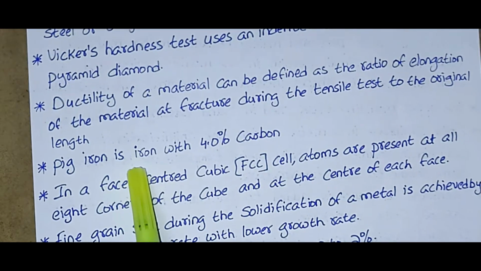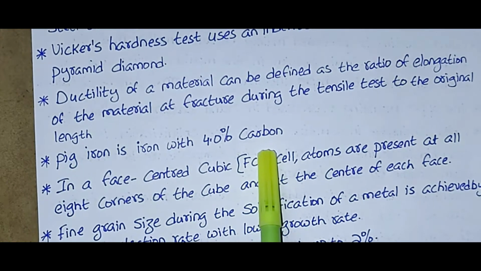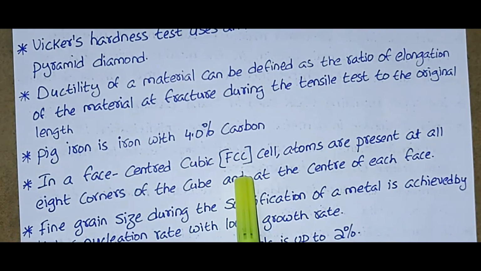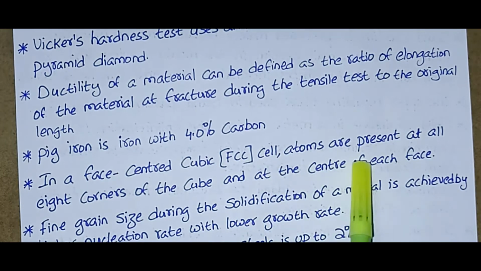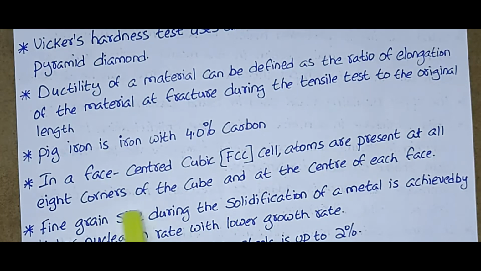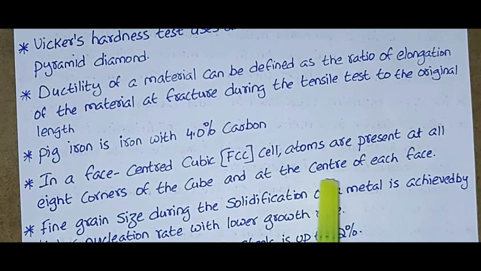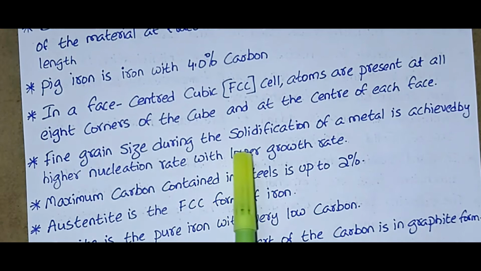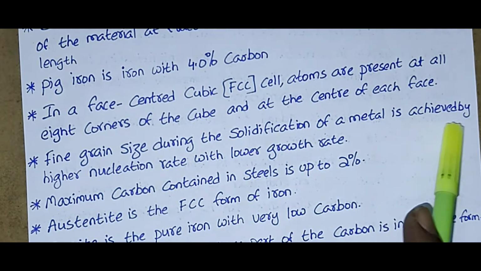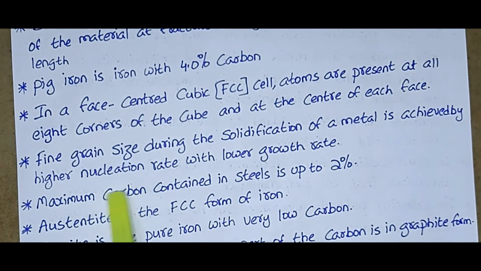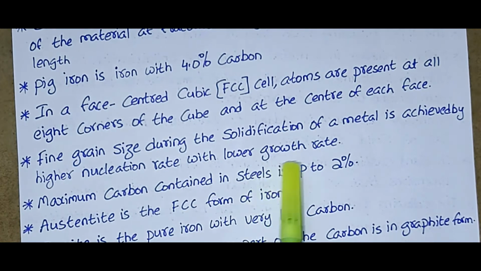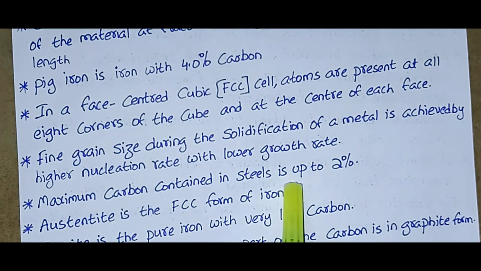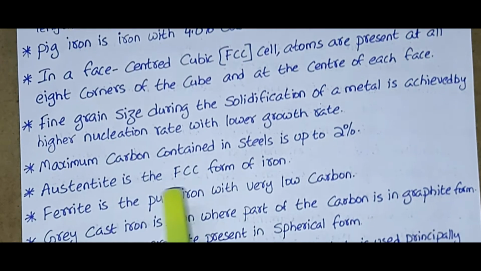Pig iron is iron with 4% carbon. In a face-centered cubic (FCC) cell, atoms are present at all 8 corners of the cube and at the center of each face. Fine grain size during the solidification of a metal is achieved by higher nucleation rate with lower growth rate. Maximum carbon content in steels is up to 2%.